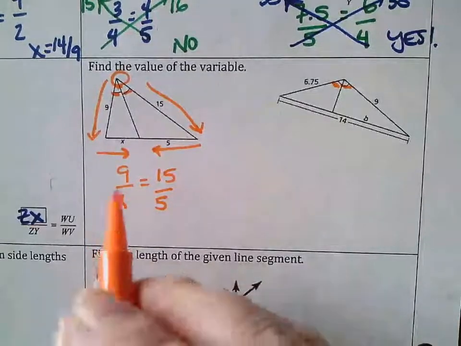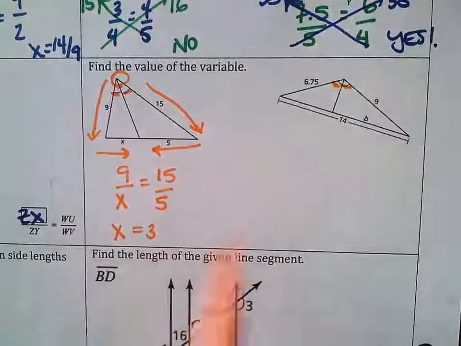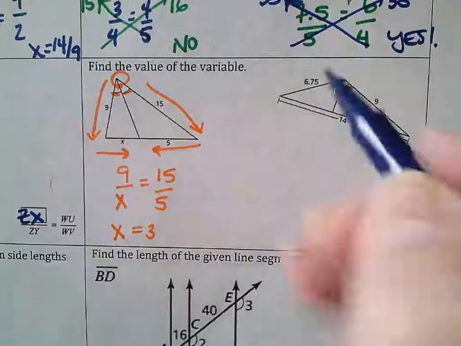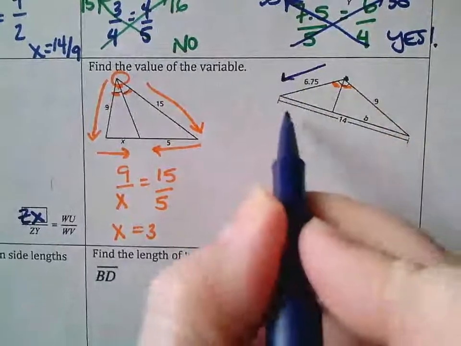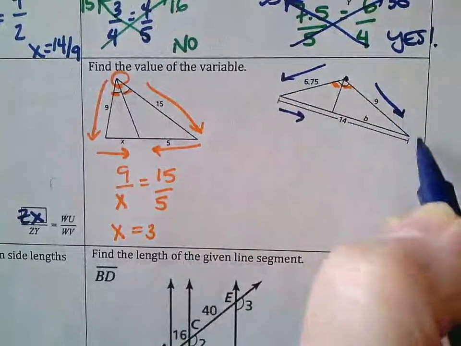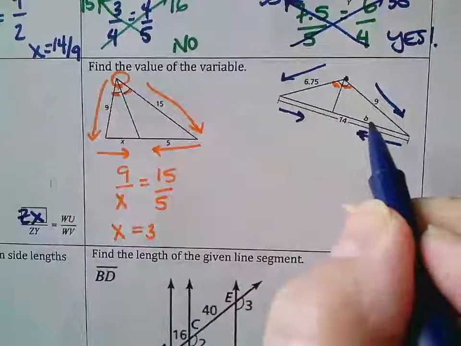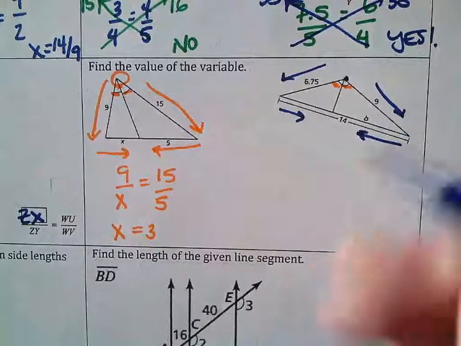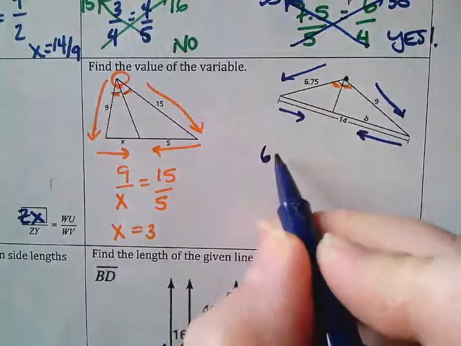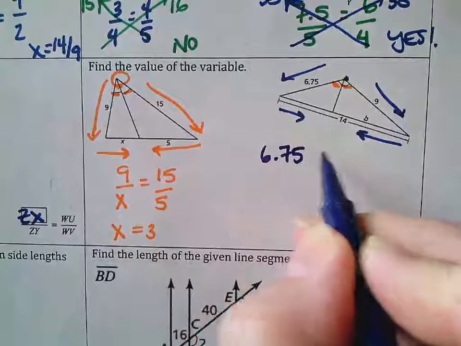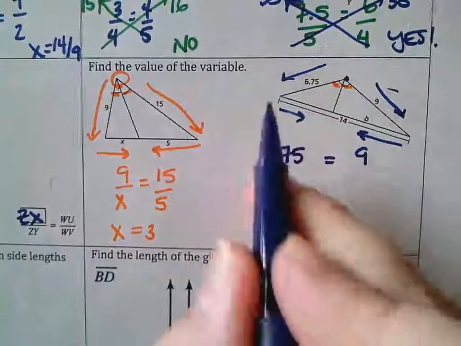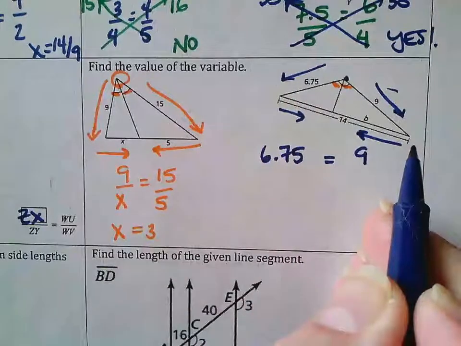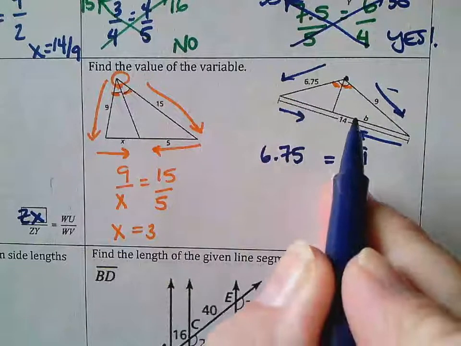And so x is equal to 3. On this one, find your common point or the point of the bisector and work your way around. Problem here is we got a little extra something happening. So we have 6.75, and we have our 9, and those are easy. But you have the whole thing is 14, and this is b.